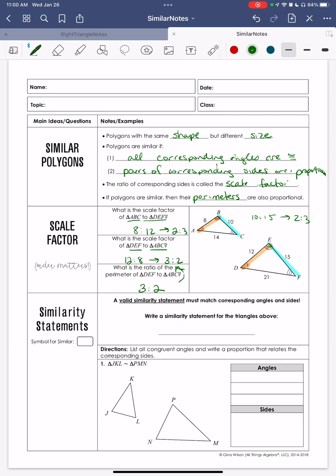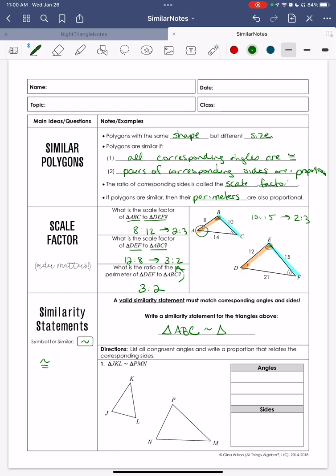Now, similarity statements. First of all, you know the symbol for congruent, right? It looks like that. The symbol for similar is just the wiggle. That's how we say similar. Now, a valid similarity statement must match corresponding angles and sides, just like a valid congruent statement. So for the triangles above, we can start off by saying maybe triangle, I'll just say triangle ABC, makes sense to go in order, similar to triangle.